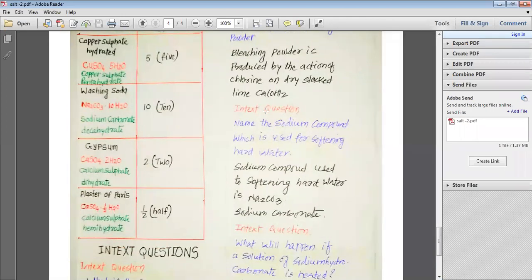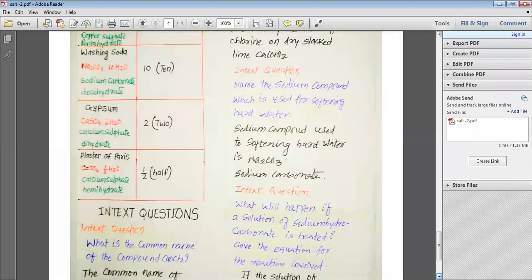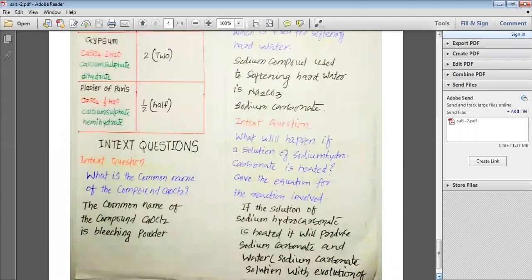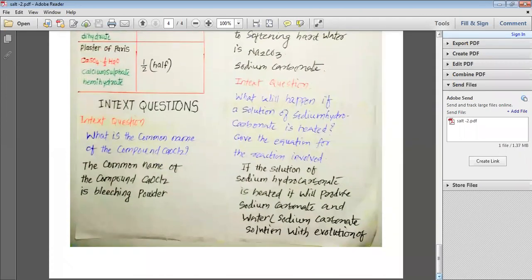Next in-text question, my dear students. Name the sodium compound which is used for softening hard water. The sodium compound used for softening hard water is Na2CO3, which is also known as sodium carbonate. We also call it washing soda. One of the important uses of washing soda is softening hard water.